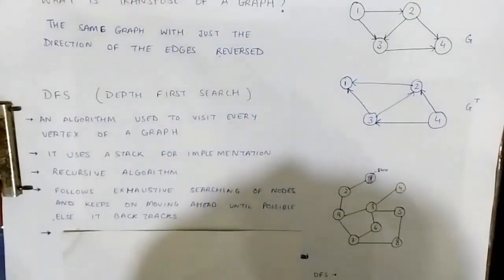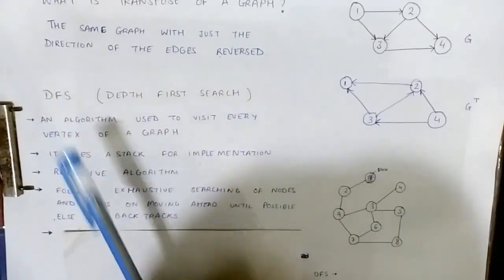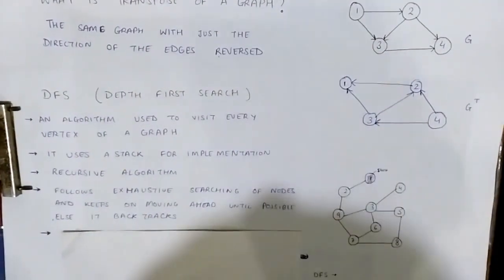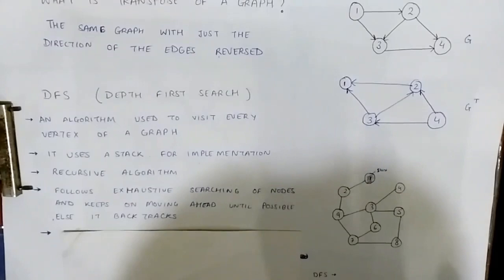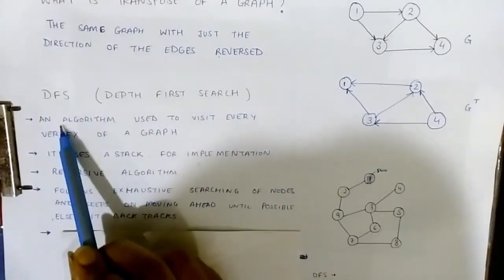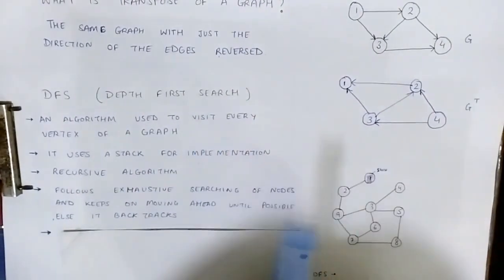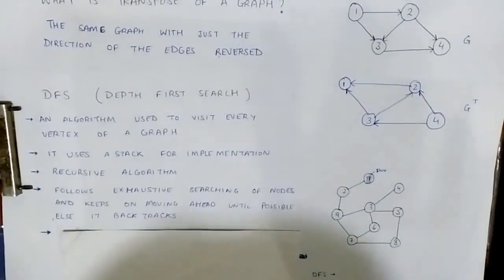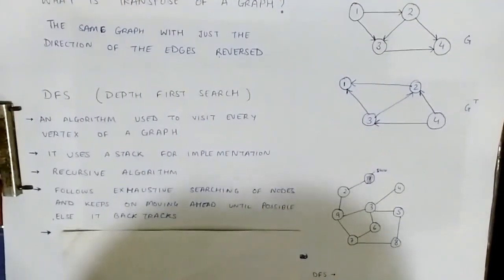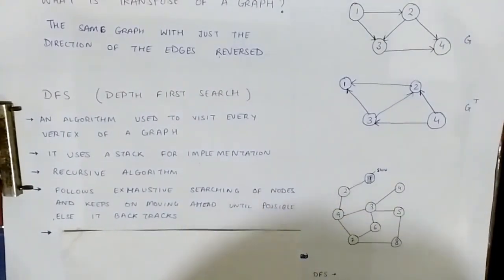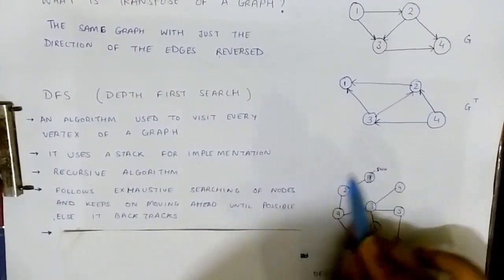Now, Kosaraju's algorithm uses depth first search. So let's just revise depth first search. Okay, so it is an algorithm which is used to visit every vertex of a graph, or it is used for traversal of a graph. It uses a stack for implementation, and it is a recursive algorithm. We have an example here.